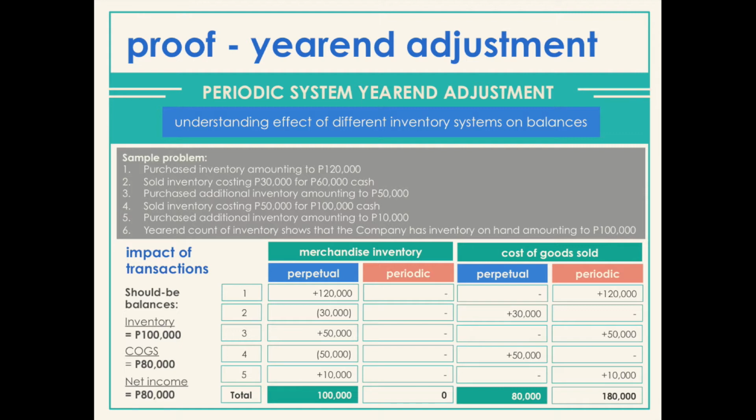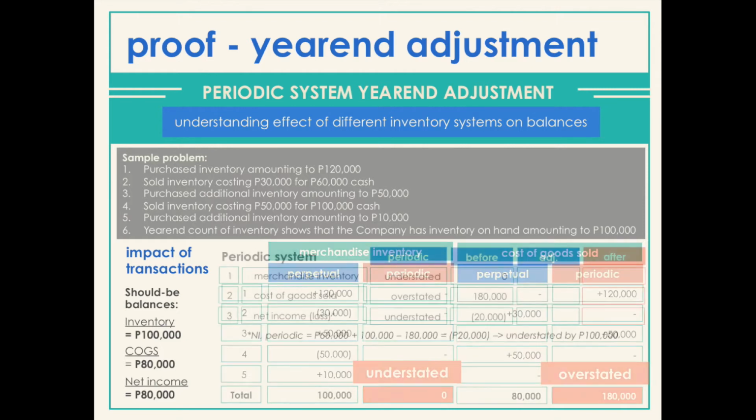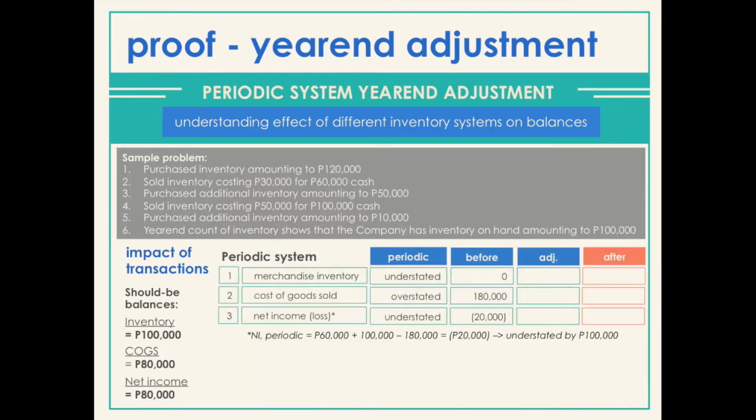Now, if we look at the balances under the periodic system, merchandise inventory is currently 0, meaning it is understated by 100,000 compared to the should-be balance. Cost of goods sold is at 180,000, meaning it is overstated by 100,000 compared to the should-be balance. Since the cost of goods sold is a form of expense, the overstatement in the cost of goods sold will understate the net income by 100,000 as well. These are the balances before any adjustment is recorded.